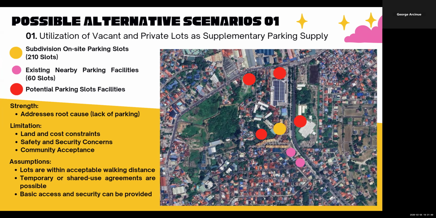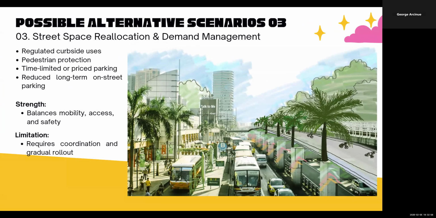So for our third alternative scenario, it focuses on street space reallocation and parking demand management. Under this scenario, the curbside space is regulated and assigned to specific uses such as loading and unloading, short-term parking, or pedestrian protection zones. Parking may also be time limited or paid parking. If it's time limited or paid parking, it will discourage long-term on-street parking or illegal parking. As a result, vehicles are less likely to occupy this area.